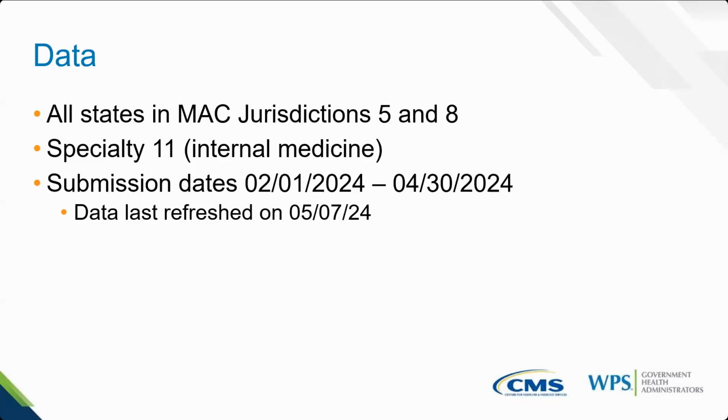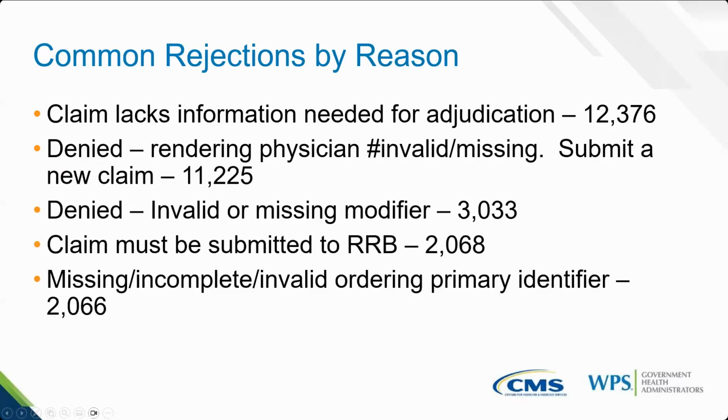Okay, so I am going to show you now the most common rejections by reason code. These are the reason codes that are going to print out on the remittance advice, or the RA. You'll notice numbers behind them. Those numbers represent the number of rejections for that reason during that time period for specialty 11 providers. So first of all, we have claim lacks information needed for adjudication. So something is missing from that claim. Now, there are a number of resources you can use, but what you're likely going to want to do is look at the other reason codes on the remittance advice to provide a little bit more information to you.